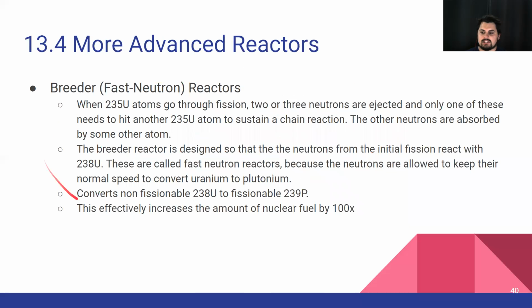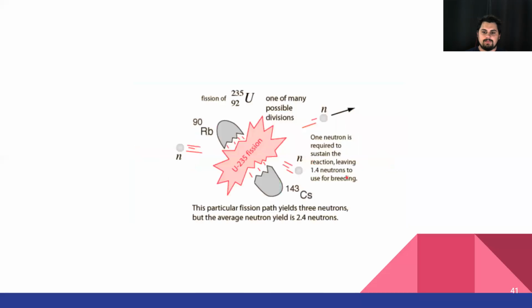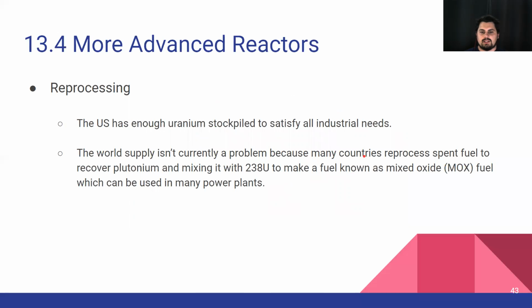So hopefully all that is explained right here. The most important figure is that you take the non-fissile uranium-238 and turn it into fissionable plutonium-239. And the general increase in fuel is 100 times the amount, not 100%, 100 times. So it's a lot more energy. And that is, of course, reprocessing. We have lots of uranium, so we have enough stockpile to do as much nuclear energy processing as we want. The world supply isn't a problem at all because of all the decommissioning from last section.